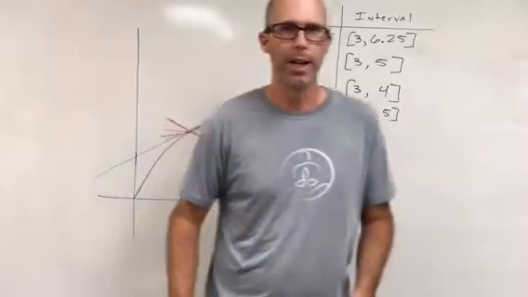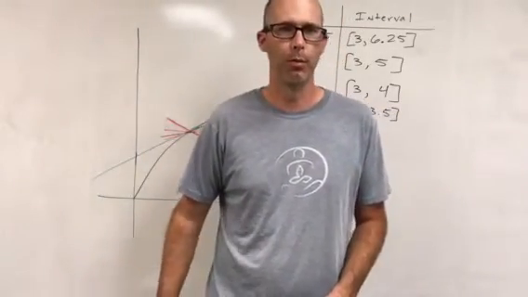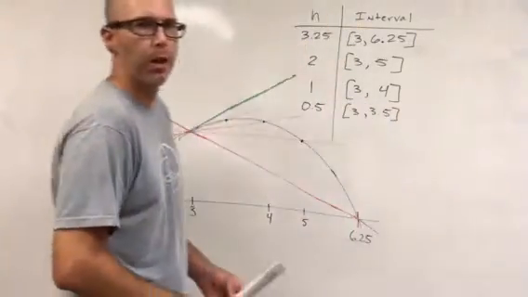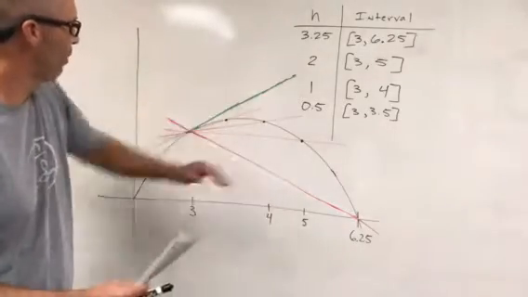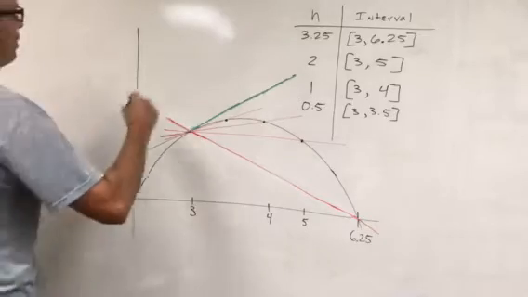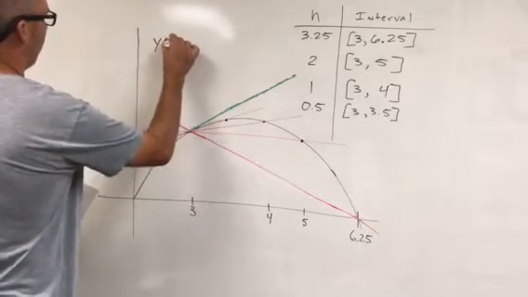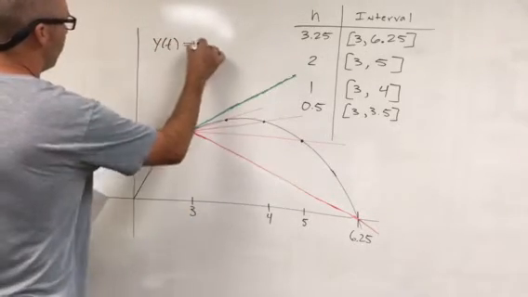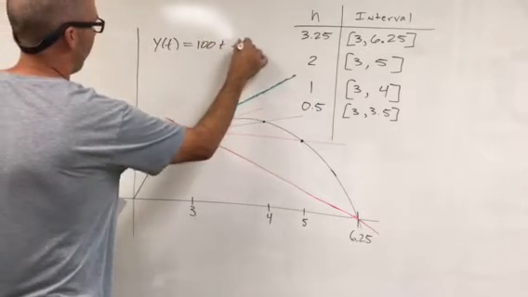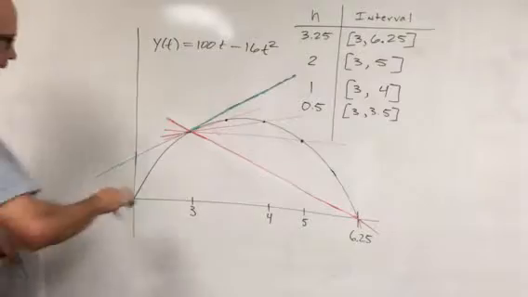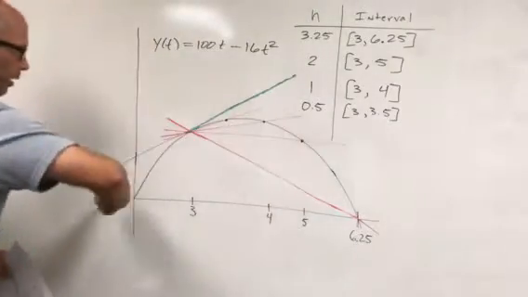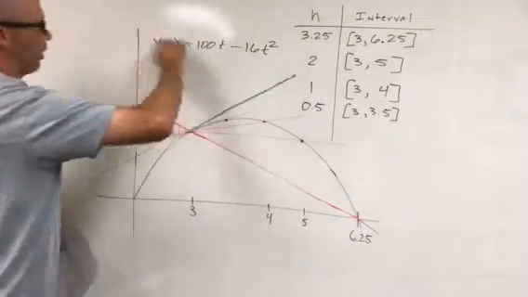Okay, I'm going to go over tangents assignment problem 3. All right, so we'll start with the picture. Here's the graph of y of t. This is the graph of y of t equals 100t minus 16t squared. So the black line is the graph of this function.